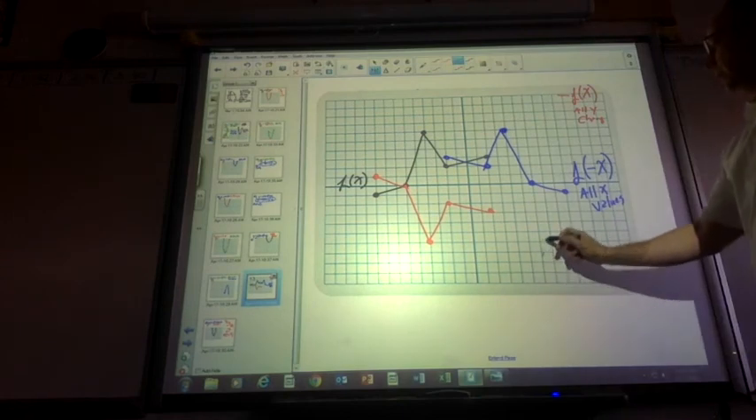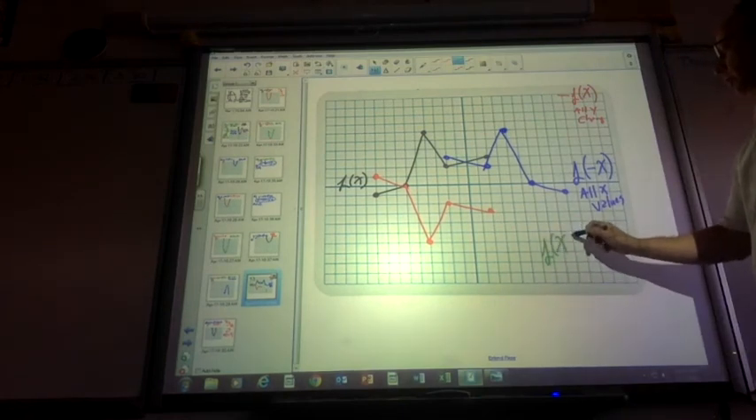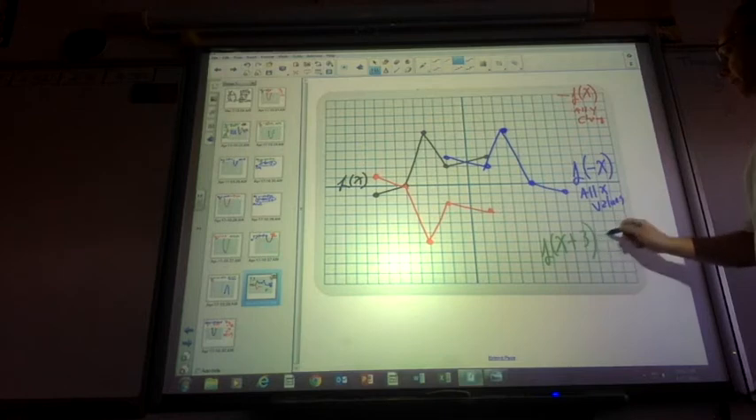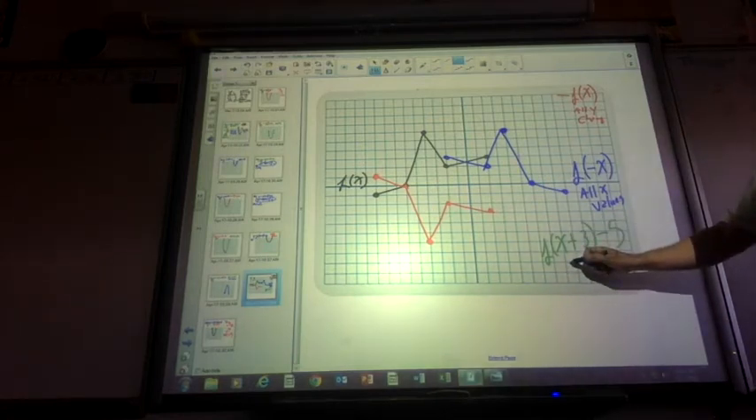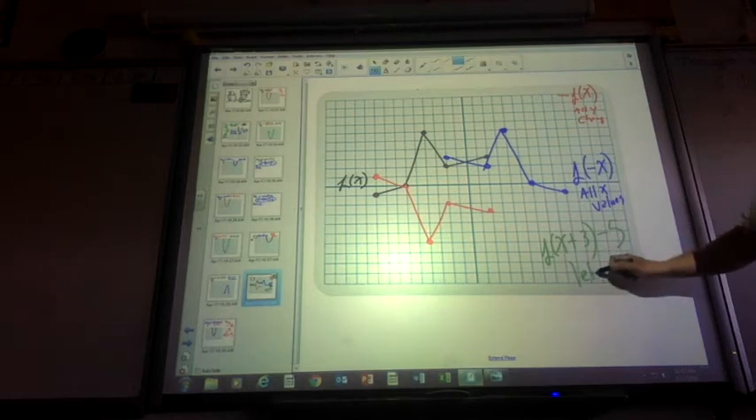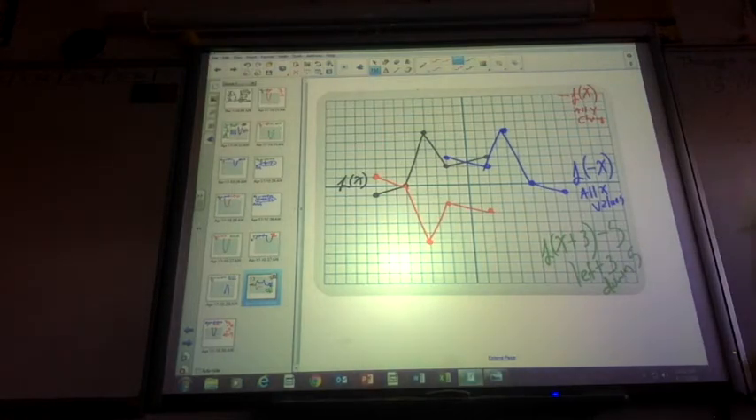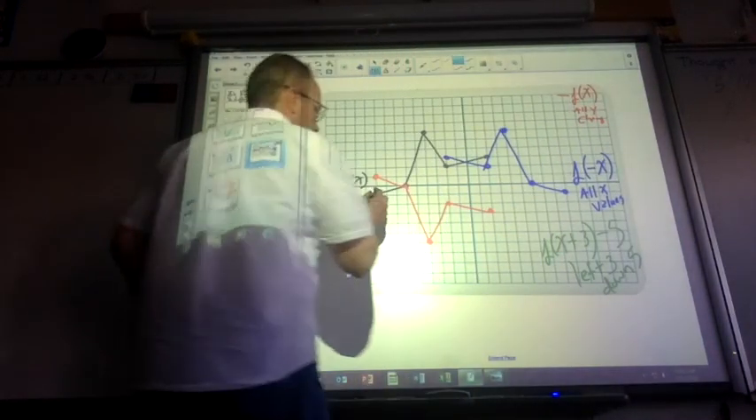And then I guess we can squeeze one more in there. What if we had f at x plus 3 minus 5? So left 3 and down 5 because it's a negative. Okay? So each point's going to go left 3, down 5.